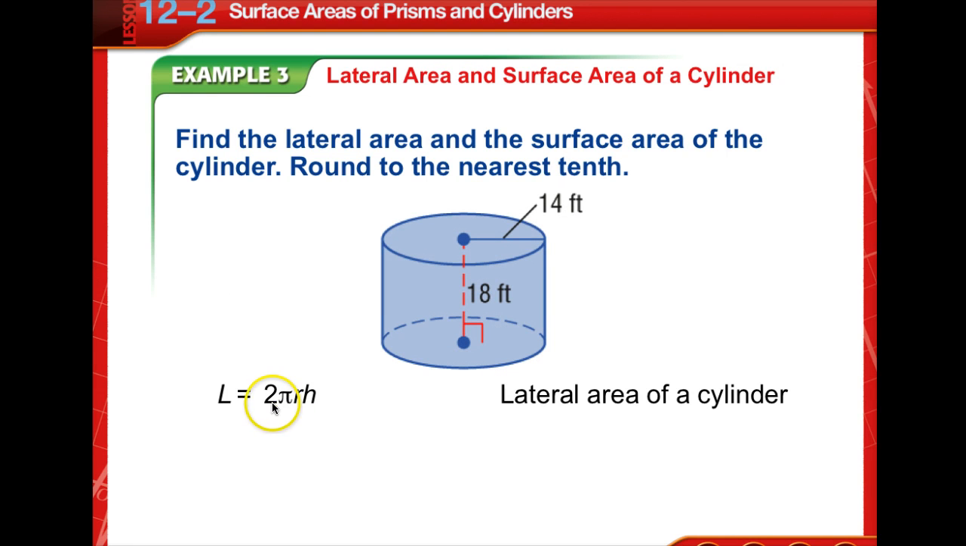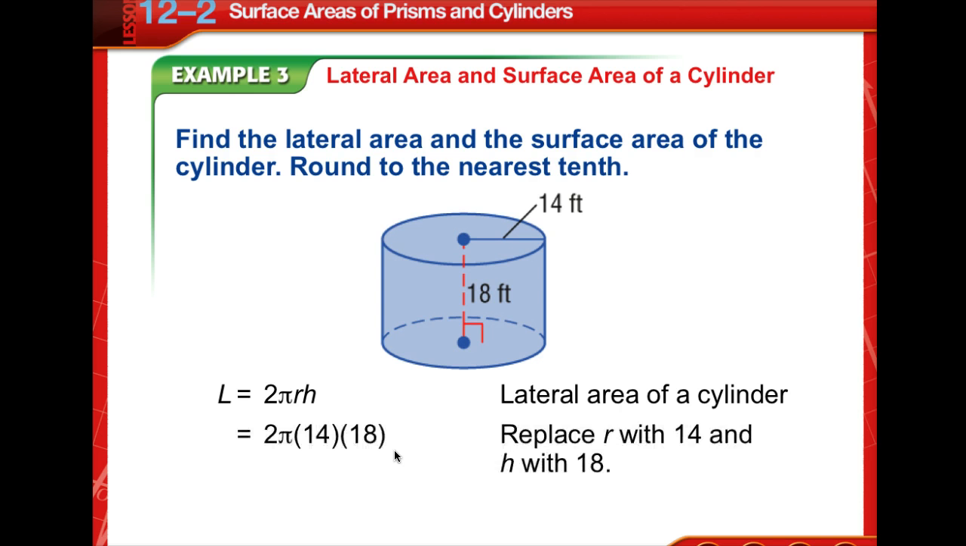The lateral area is 2 times pi times r times h. Now if you're given the diameter, an alternate formula for the lateral area could be pi times the diameter times h, with pi times diameter as the circumference of the circle. So the radius is 14 and the height is 18, so 2 times pi times 14 times 18 is approximately equal to 1,583.4.